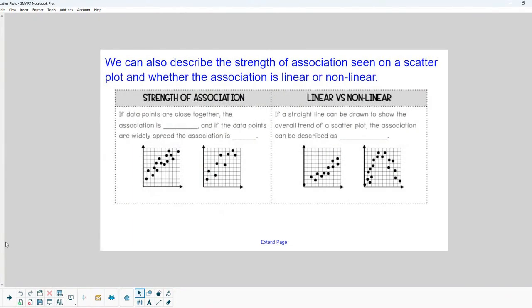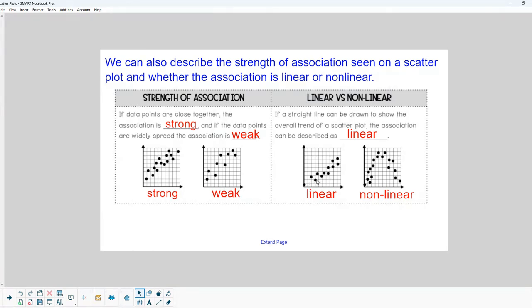All right, we can also describe the strength of association seen on a scatter plot and whether the association is linear or nonlinear. So if you look at these, they've got different patterns. If data points are close together, the association is strong. And if the data points are widely spread, the association is weak. You notice how these points are a little closer together. These are a little bit more spread apart, so it's kind of a weak association.